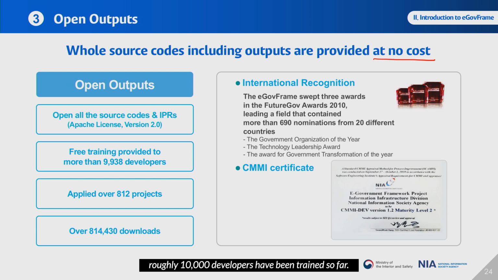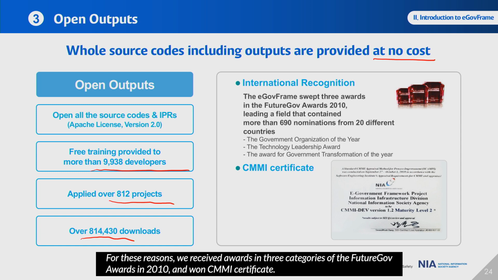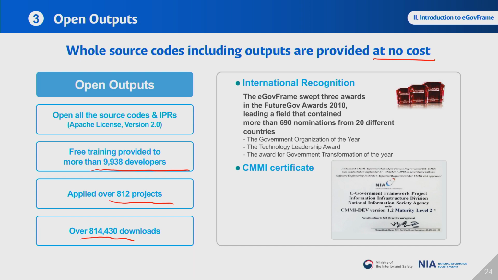Roughly 10,000 developers have been trained so far. More than 800 projects have adopted eGovFrame. Approximately 800,000 downloads have been recorded as of last month. For these reasons, we received awards in 3 categories of the Future Awards in 2010 and 1 CMMI certificate.